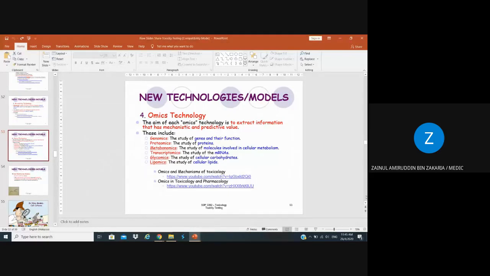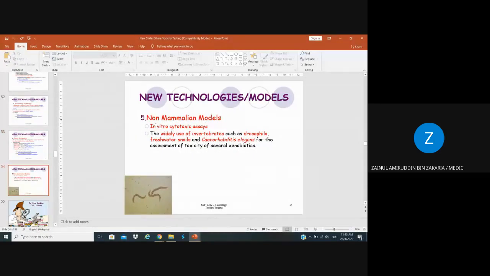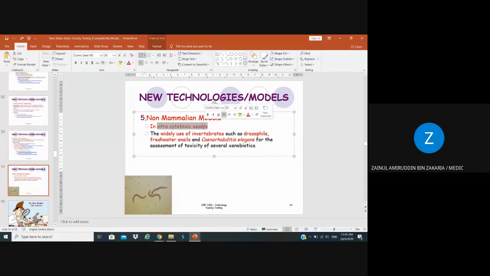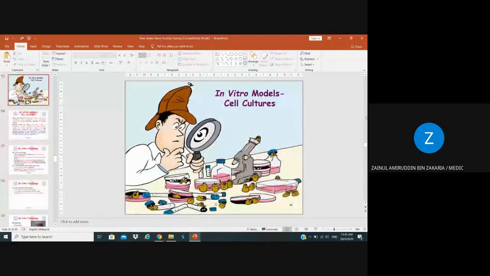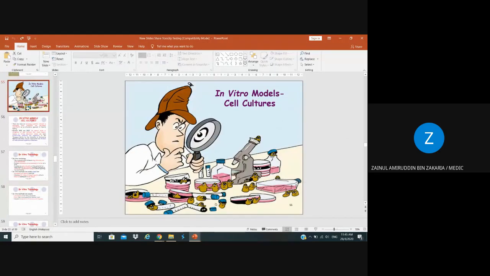So this is omics, and lastly the in vitro cytotoxic that we discussed earlier. You can use Drosophila, you can use freshwater snail, you can use this worm, Caenorhabditis elegans, to do toxicity study on your sample. So I think we stop at this slide. Can we continue with in vitro tomorrow?